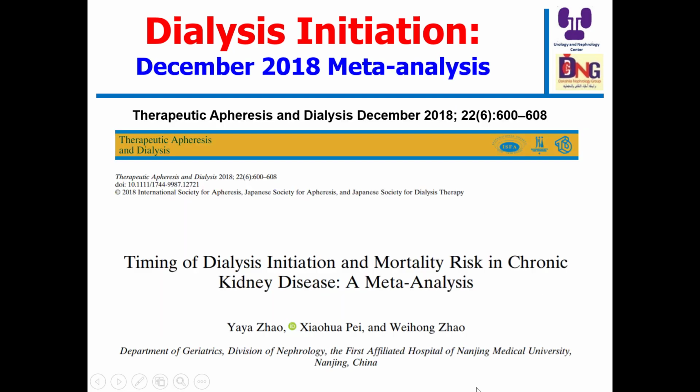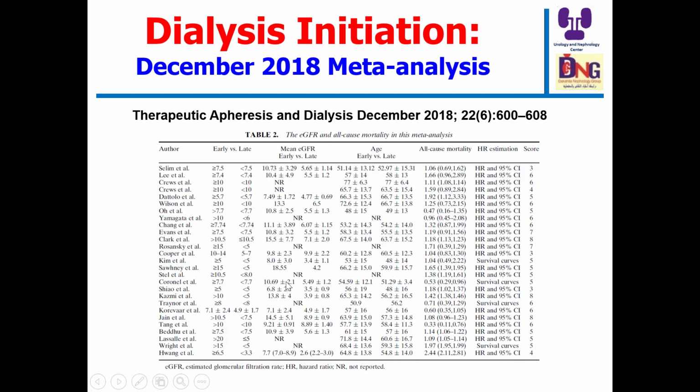So this is a very recent meta-analysis published this month about the timing of dialysis initiation, where they reviewed all studies. The majority of them are observational studies, discussing whether it is early or late. And you can look here, this is the cutoff point for early or late, above 7.5, less than 7.5 in this study. Other studies use above or less than 5. And this is another study, above 6.5 early and below 3.3 is late.